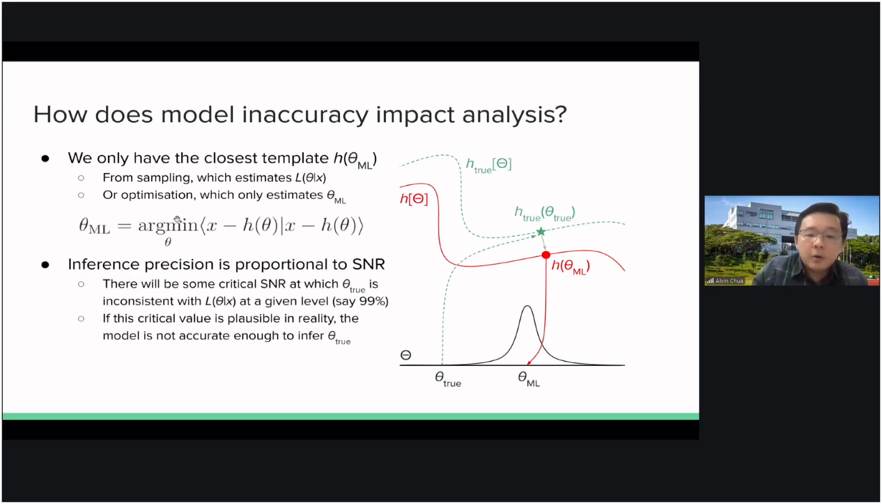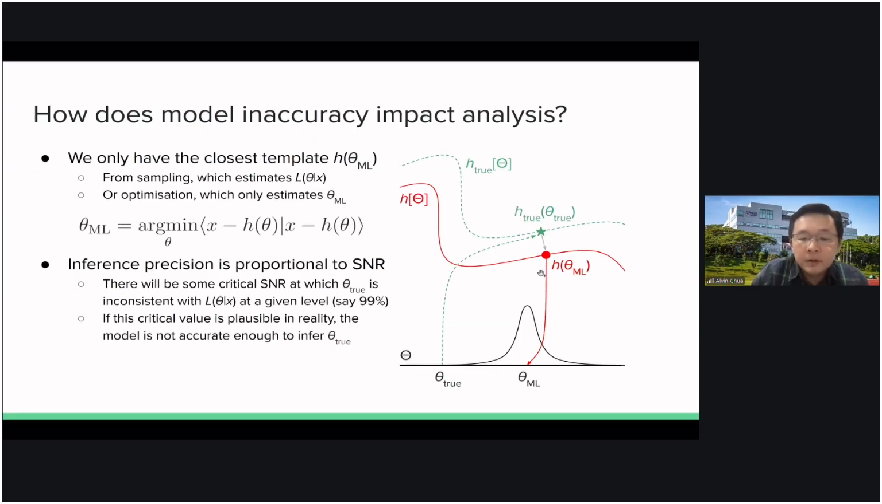By definition, theta_ML are the parameters such that h of theta_ML, here this red circle, minimizes the distance between the signal and the whole model. So you can see for yourself that the closest point on the red curve is h of theta_ML.